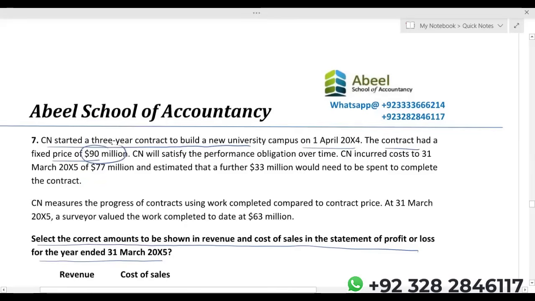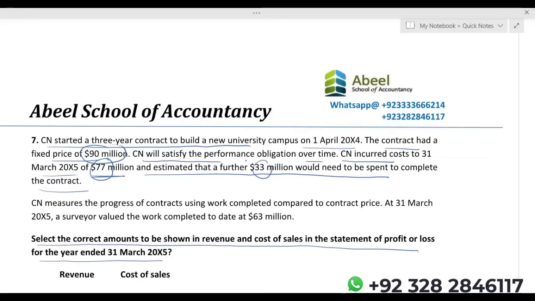The contract price is 90 million. CN will satisfy the performance obligation over time. CN incurred cost to 31st March X5 of 77 million, and estimated that a further 33 million would need to be spent to complete the contract. Now something is very interesting. Cost incurred is 77, further they will be spending 33. 77 plus 33, the total cost is 100 million and the fixed price is 90.